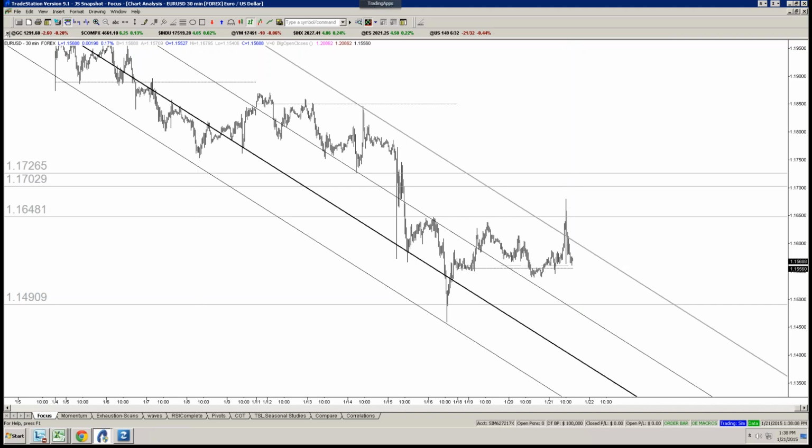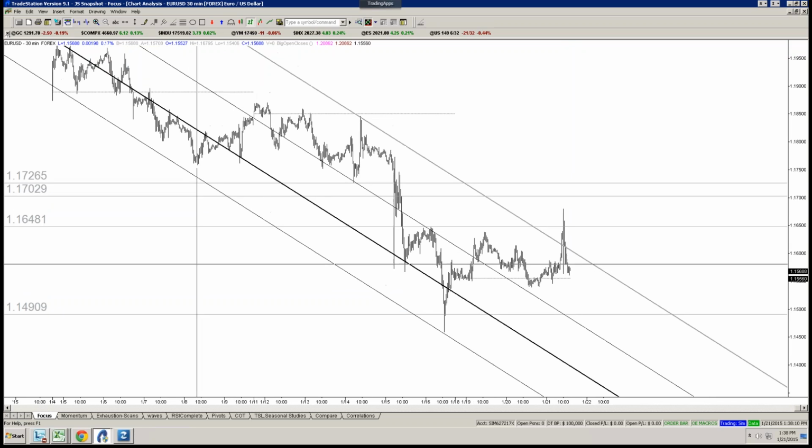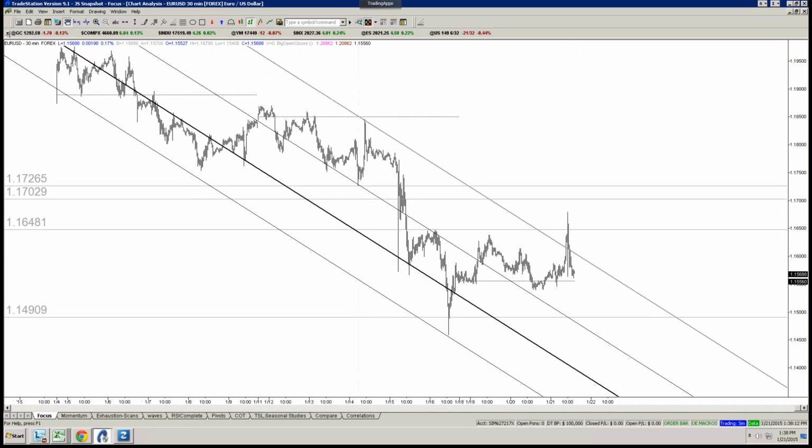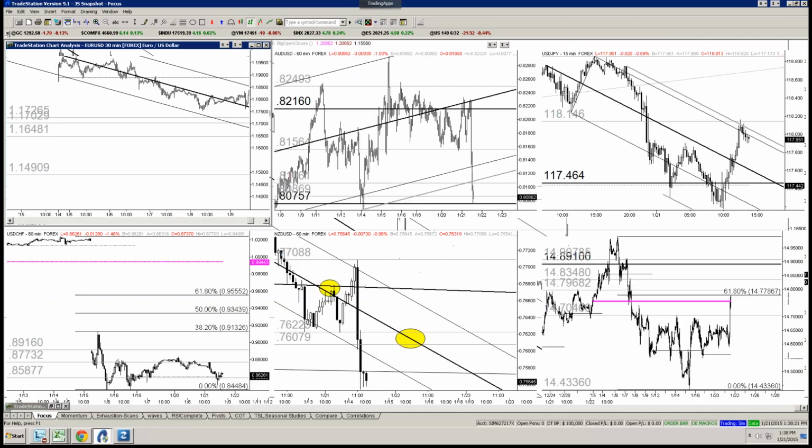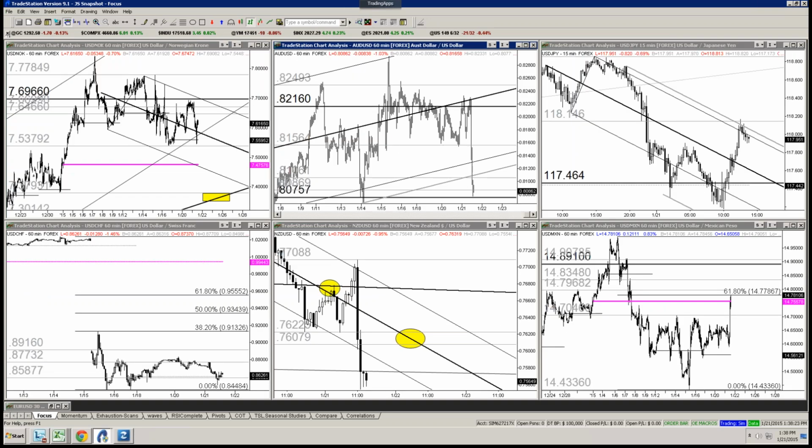Okay. So with euro dollar, I can't sit here and tell you that there's a perfect setup here because there just isn't at the moment. It's one of those things that you'll see it when you see it, and you'll have a nice reward to risk opportunity.